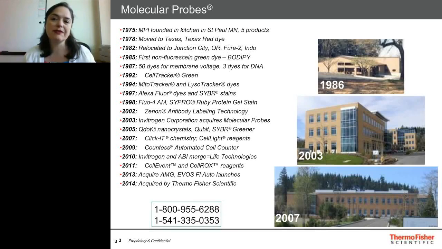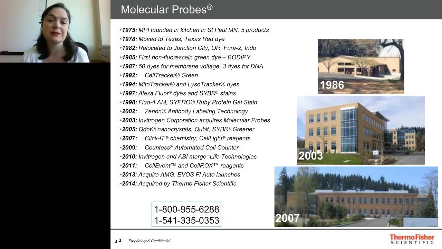So, a brief history of Molecular Probes. It was founded by a chemist in Minnesota in his kitchen. And then they moved to Texas in the late 70s and started a company there. And you'll see some of the place names from where he moved around the country in the names of the dyes, for instance, Texas Red. And then he relocated to Oregon, to a place near Eugene, which is where we're located now.